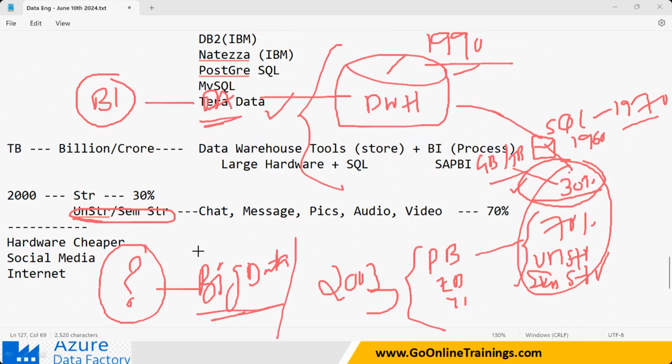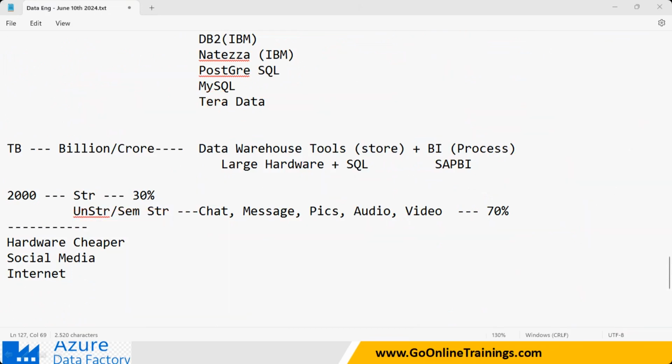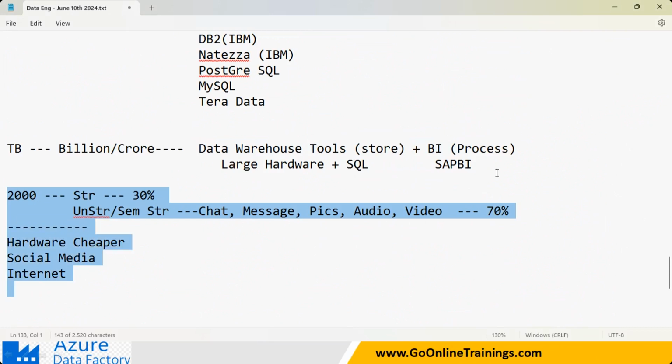So by taking that concept, there is a company called Apache Software Foundation, APACHE. In 2006, they released a big data software called Hadoop. Clear? It talks about how you store the data and how you process the data.